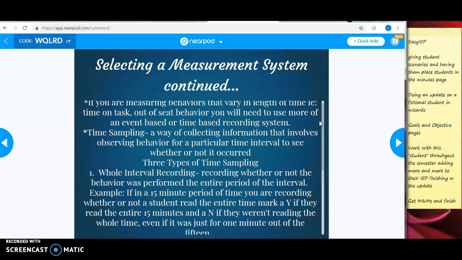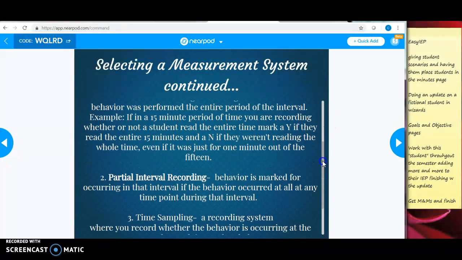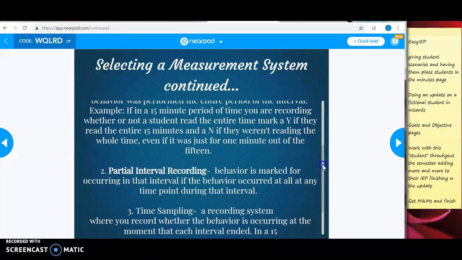There are 3 types of time sampling. The first one is whole interval recording. That's recording whether or not the behavior was performed the entire period of the interval. So an example of whole interval recording would be if in a 15-minute period of time you are recording whether or not a student read the entire time, you would mark a Y if they read the entire 15 minutes and an N if they weren't reading the whole time, even if it was just for 1 minute out of the 15 that they weren't reading.